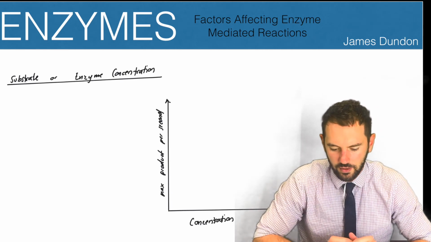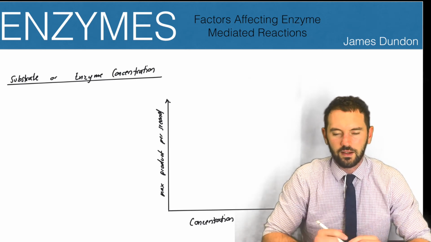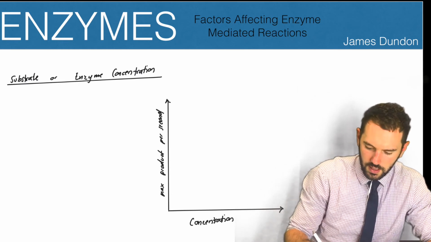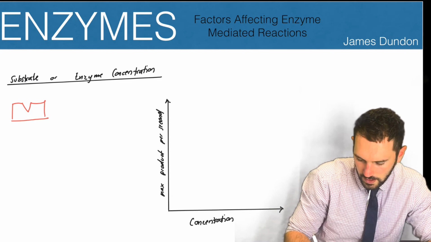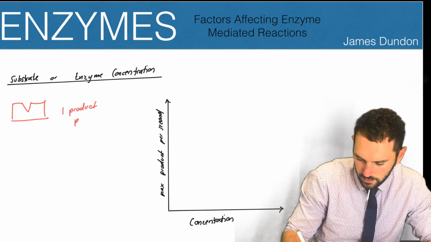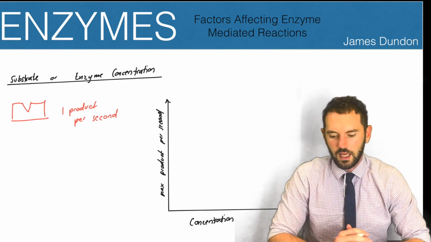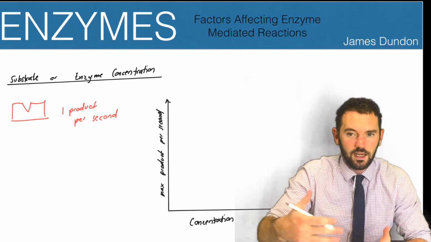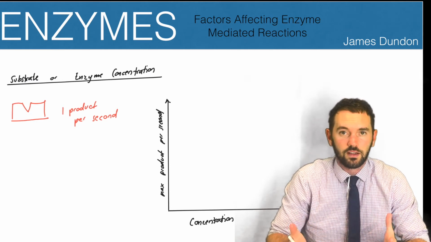Okay, substrate or enzyme concentration. So basically, let's look at enzyme concentration first. If we have an enzyme, here's our enzyme, same one as before. If that enzyme can produce 1 product per second, okay, in 5 seconds we've produced 5 products. Potentially, if we can get them in and out perfectly, we can produce 5 products in 5 seconds.